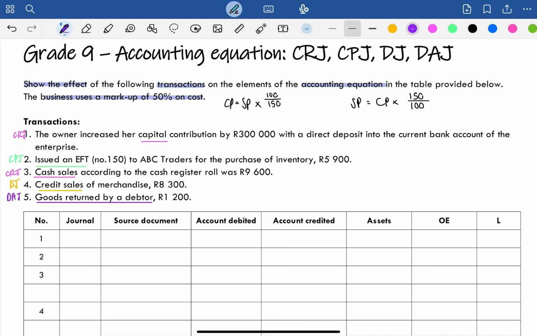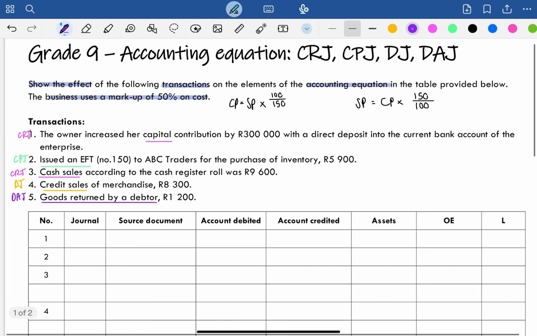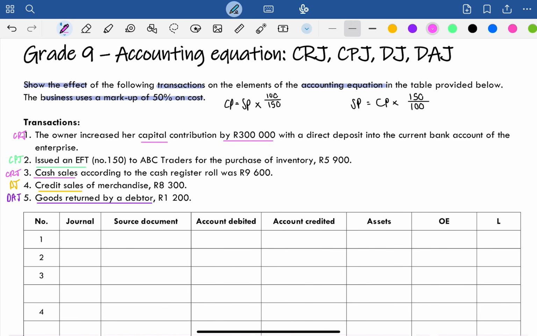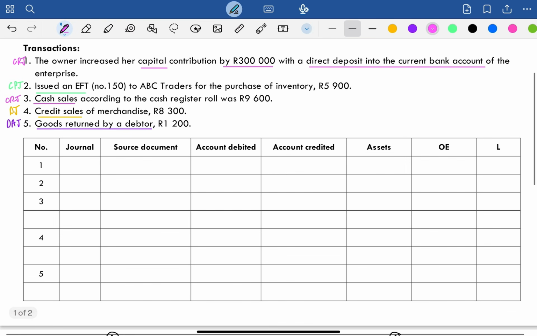Number 1, the owner increased her capital contribution by 300,000 Rand. So she actually put in 300,000 with a direct deposit into the bank account of the business. Therefore, the first column asks me which journal this would go to: CRJ. If it was a direct deposit into the bank account, we can use a bank statement for that.